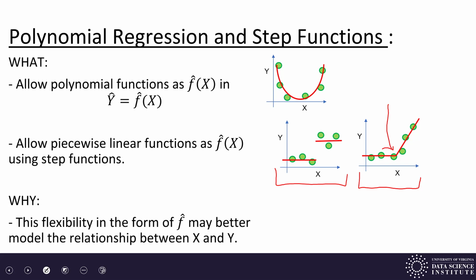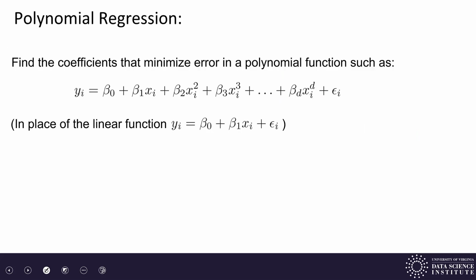Why would we do this? Well, some outputs just have relationships with their inputs that are better modeled by polynomials or piecewise linear step functions. And so this gives us more flexibility in using f hat to match a relationship between x and y. Improved accuracy, better understanding, and improved prediction performance.